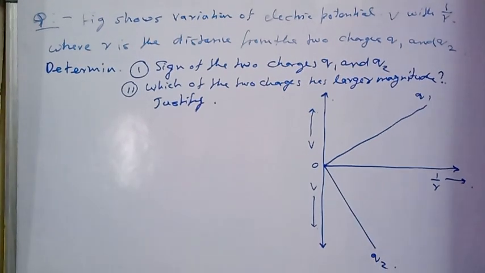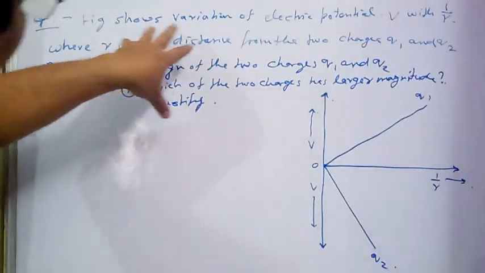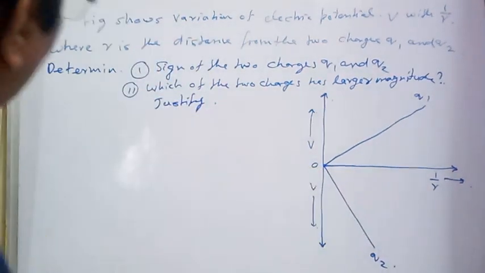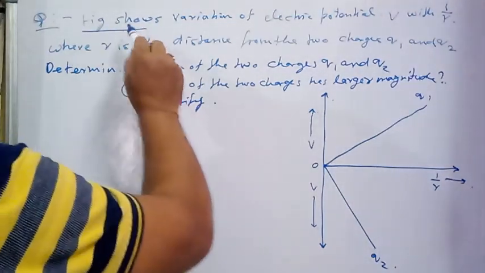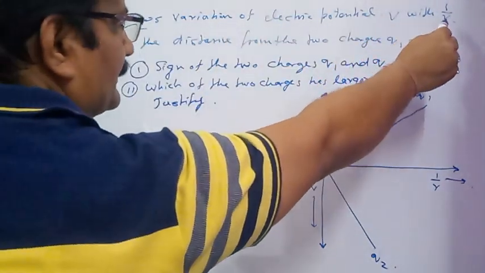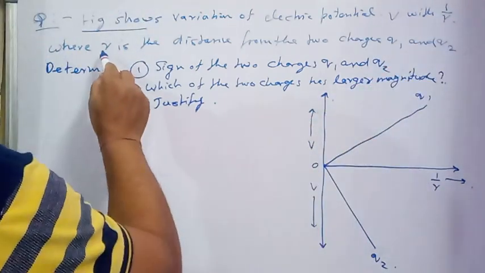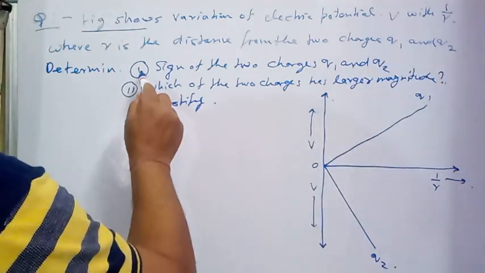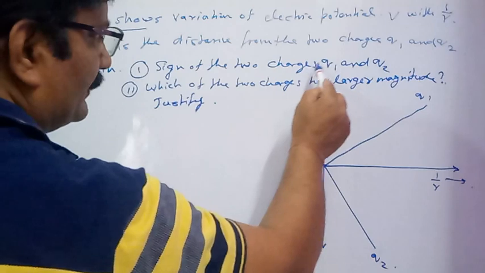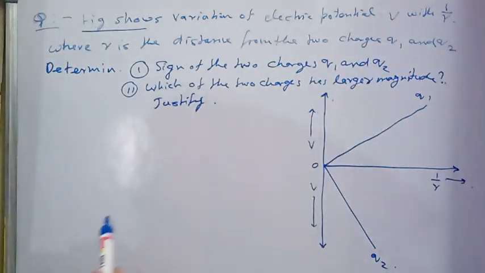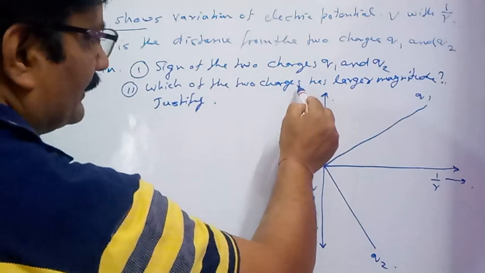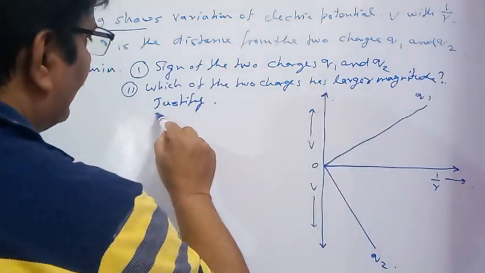Students, see, this is a question related to the graph of the electrostatic potential versus 1 by r. In this question, the figure shows variation of electric potential V with respect to 1 by r, where r is the distance from the two charges Q1 and Q2. Determine number 1, the sign of the two charges Q1 and Q2. Sign means their nature. You have to decide the nature of charge Q1 and the nature of charge Q2. In the second part of the question, which of the two charges has larger magnitude, and justify your answer.